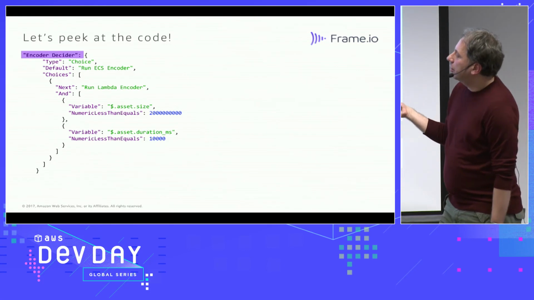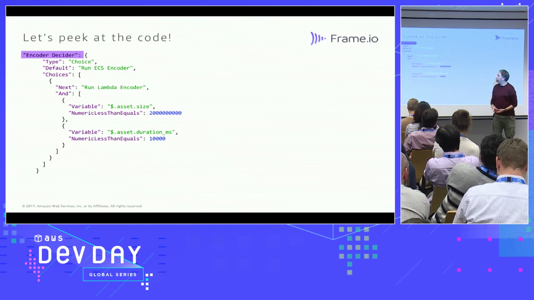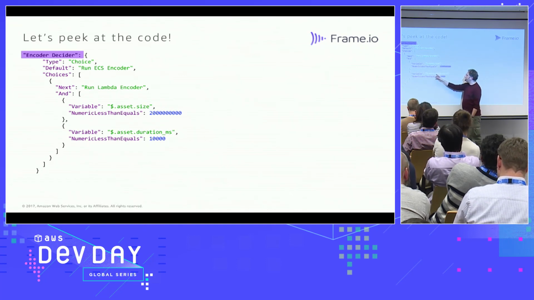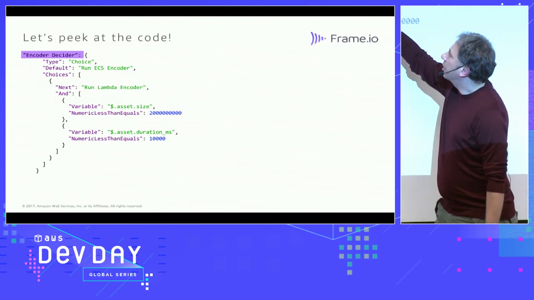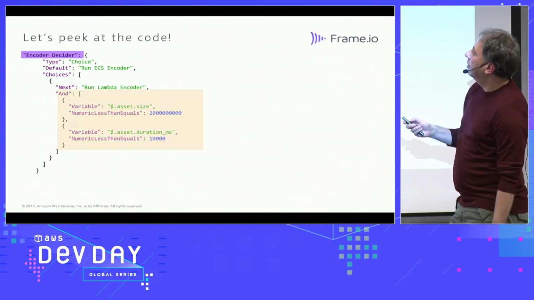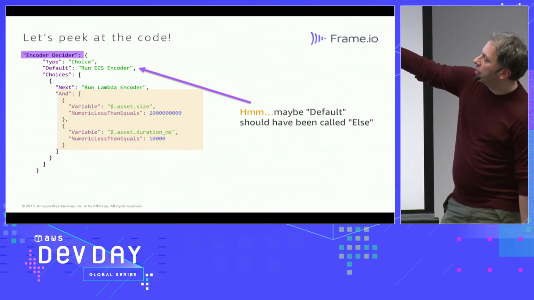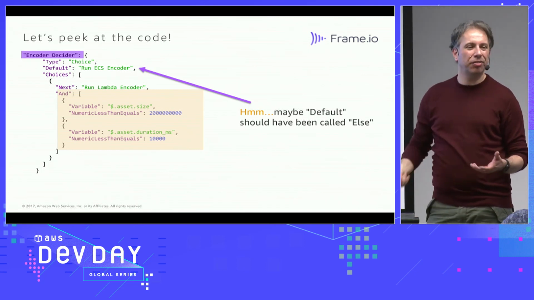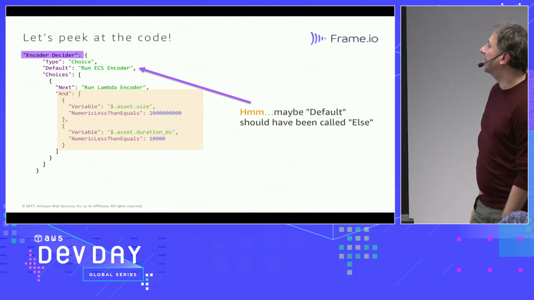So if we look at the code, we see that the decider is looking at some information that is provided when you start the machine. That is the asset size and the asset duration in milliseconds. So if it's less than 2 gigabytes and less than 10 seconds, then we go to run the Lambda encoder. Otherwise, we go to run ECS encoder. And we also realized that sometimes the fact that we use default as keyword here is not very readable. Maybe we should have called it else. So this was something, maybe we can create an alias.